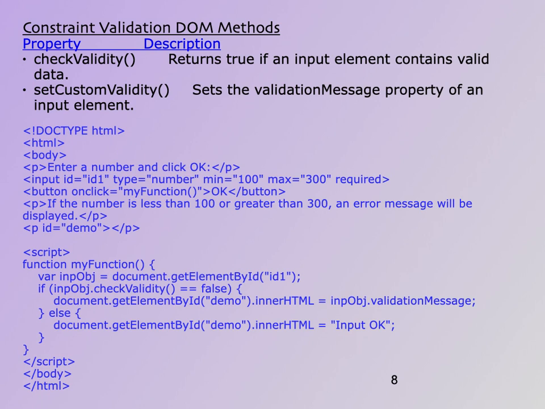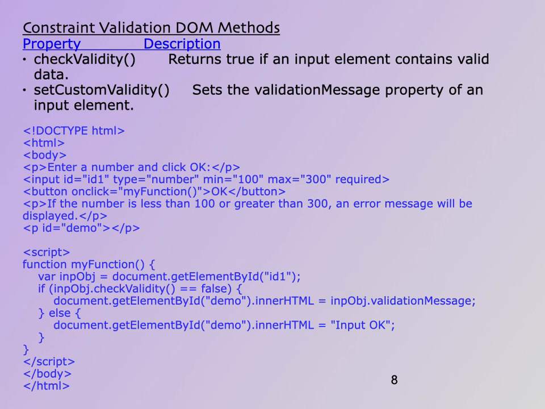DOM HTML attributes. The HTML attributes are min, max, and required. The minimum value set is 100 and the maximum value is 300. So in between, including 100 and 300, you can specify a value. And the input number field is a required one. There is no optional tag associated with that particular input number field.